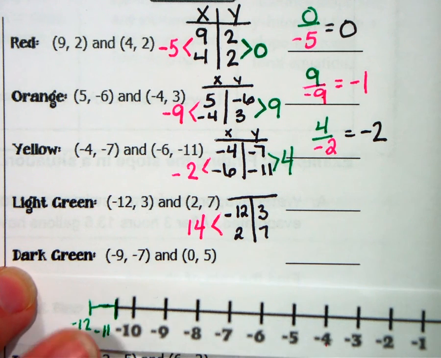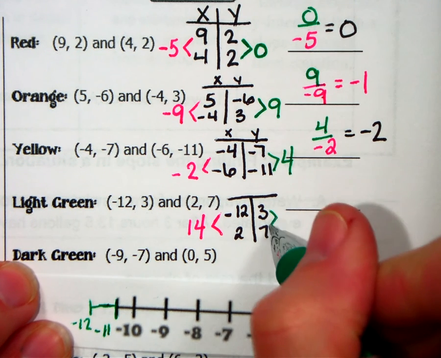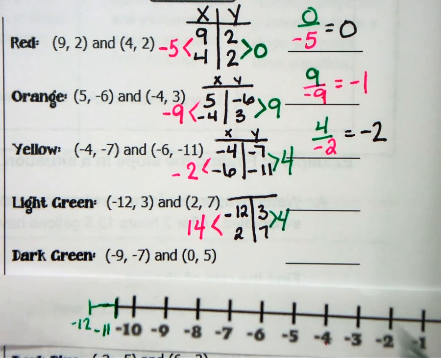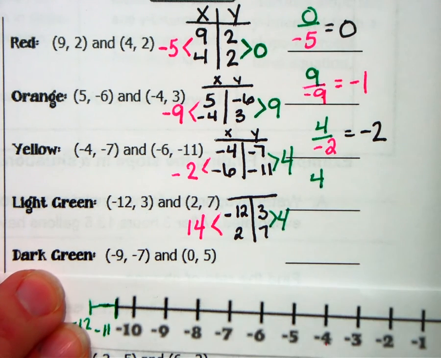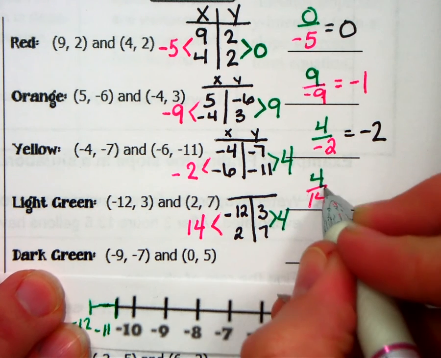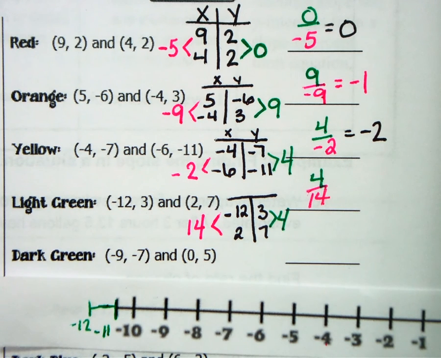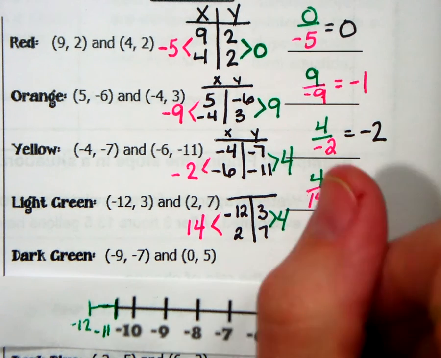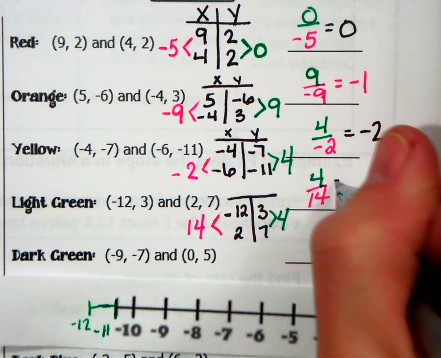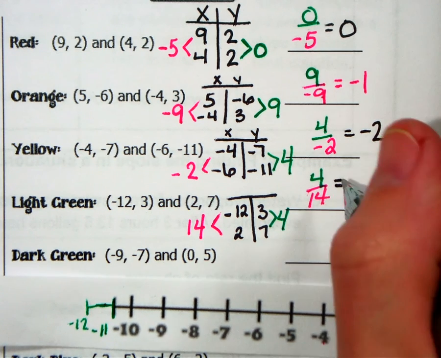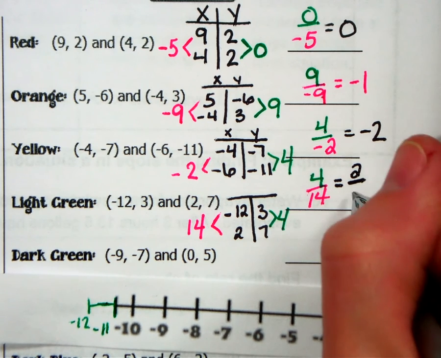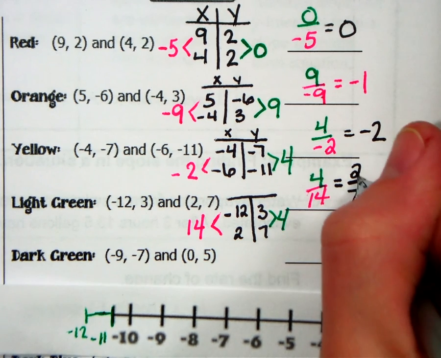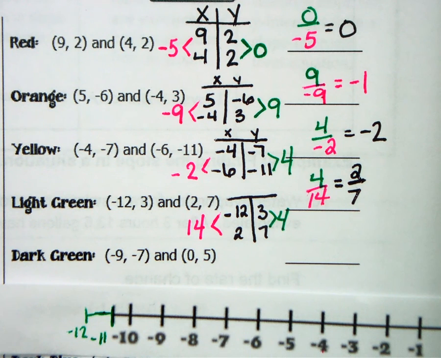There's 4 between there. Okay, now we write this as a fraction. So 4 on the top, 14 on the bottom. Okay, that is going to be a fraction. I don't want to just divide that, so I just need to reduce. They're both even, so I can divide them by 2. 4 divided by 2 is 2. 14 divided by 2 is 7. So 2 over 7.